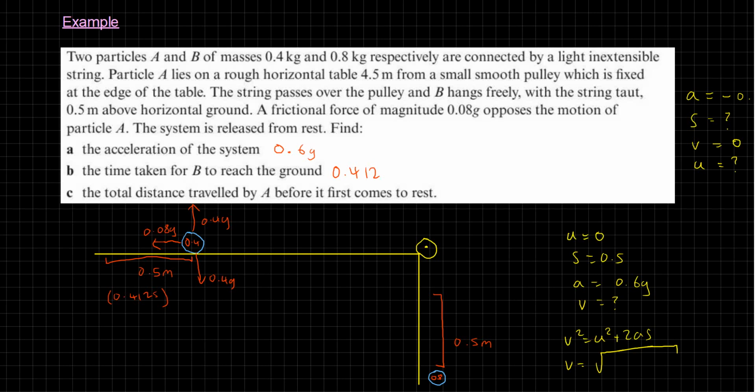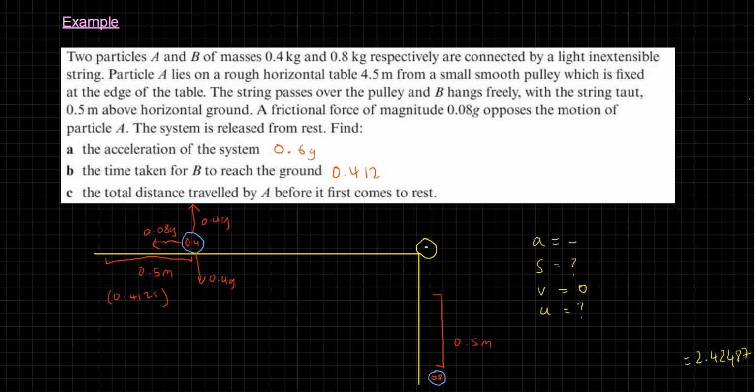Okay, so then that's 2 times a, which is 1.2 g, times 0.5. Stick that in the calculator, and you get 2.42487. Okay, and the reason I've used so many decimals is because we're about to reuse this value, so we want to make sure we've got as high a precision as possible before we go and re-substitute it into something else.